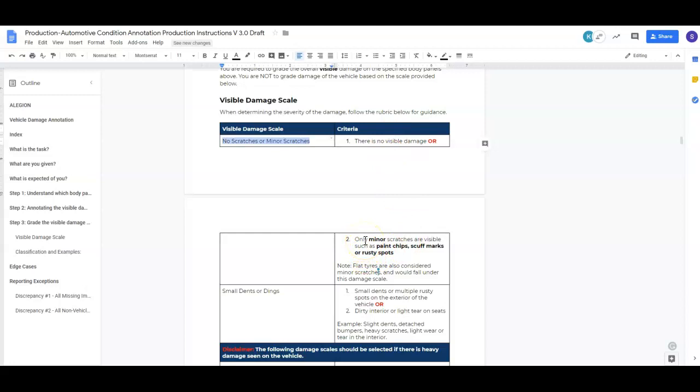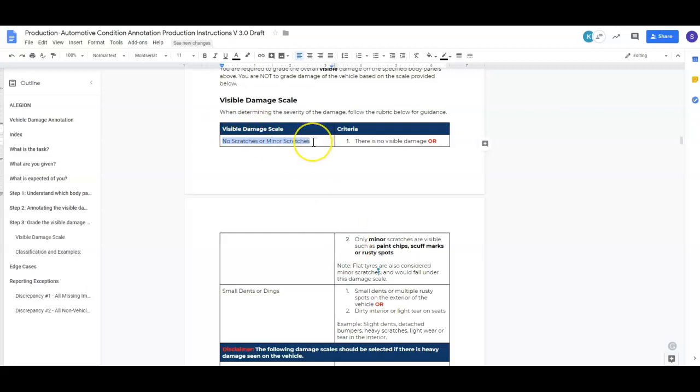For example, what are minor scratches? Paint chips, scuff marks, or rusty spots. Please note, a flat tire is considered a minor scratch, which will fall under this particular damage scale. Very important, make sure you are very clear with this instruction: flat tires are considered minor scratches. Do not treat them as heavy damage as we did before. Anything that is minor scratches is considered no damage or minor scratches. It's the same category.